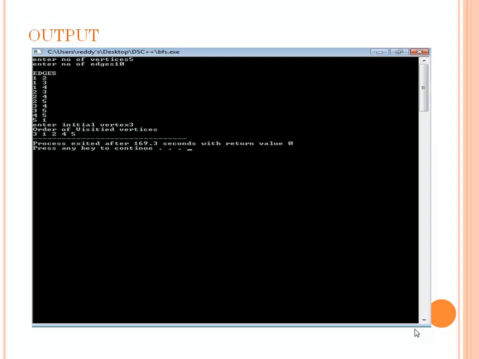So this is regarding the implementation of the DFS graph traversal technique.